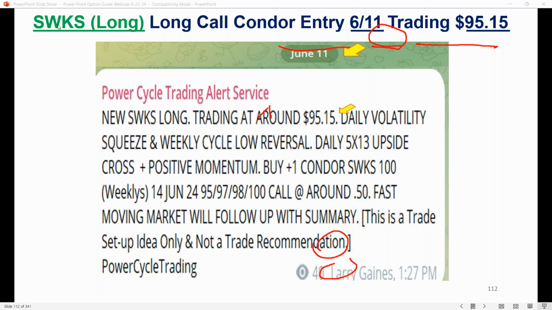Here's another one. Here's one we did on Skyworks. This thing just blew straight to the upside, but like I said, this was the trade selection, and some members just do their own thing. So here was Skyworks. It's trading at 95.15.